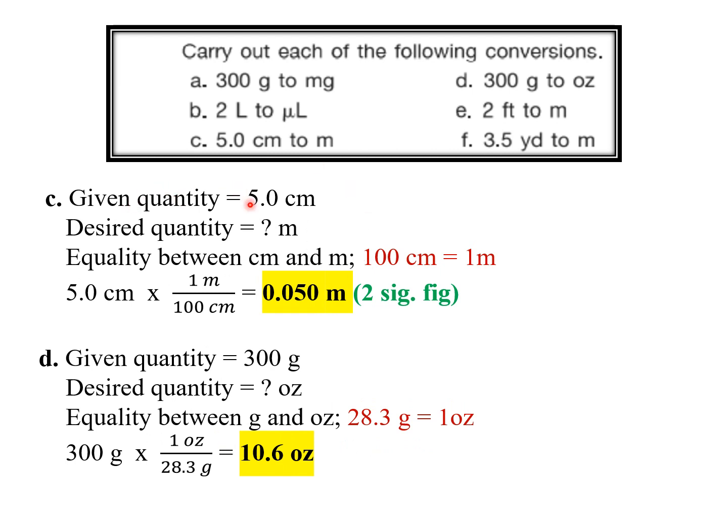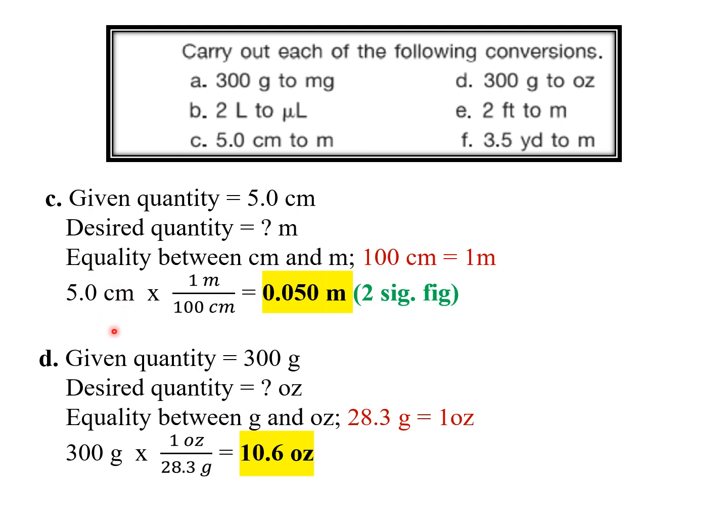Okay, given quantity is 5.0 centimeters, desired quantity in meters. Now what is the relationship between meters and centimeters? 100 centimeter equal to 1 meter. This is our equality. Now same way, let's build conversion factors. 100 centimeter divided by 1 meter, or 1 meter divided by 100 centimeter.